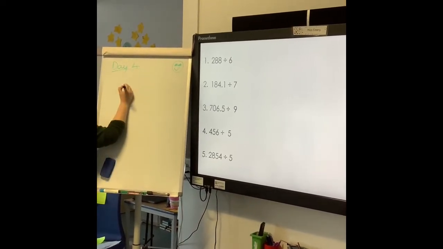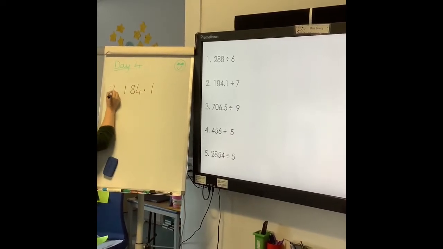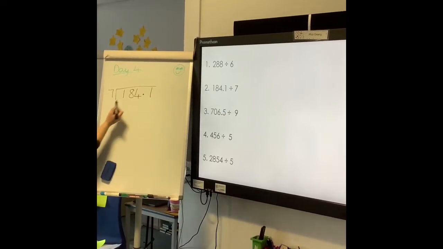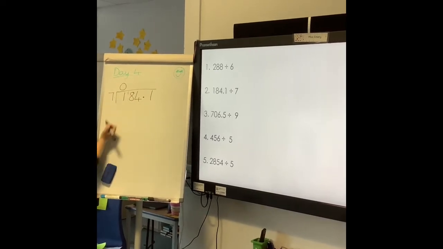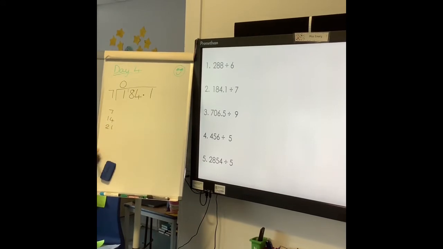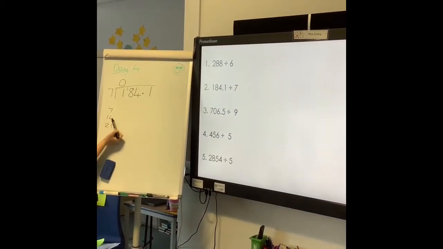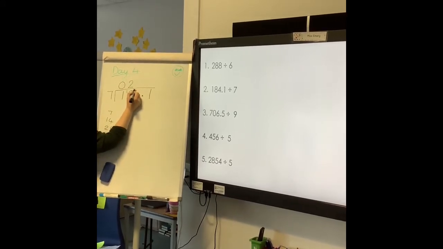Problem number 2, 184.1. This one's slightly different because you have a decimal, but hopefully you didn't panic. So, you cannot share 100 into 7 groups equally. So you now have 18 tens. If you got really stuck, remember you could have written your 7 times table down below. So, as you can see, the closest we can get to 18 is 14, which is 2 lots of 7. We now have 4 left over.